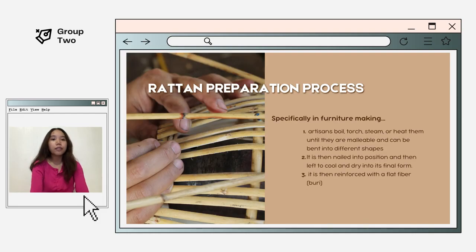So specifically in furniture making, after the preparation process, artisans boil, torch, steam, or heat them until they are malleable and can be bent into different shapes. It is then nailed into position and then left to cool and dry until its final form. So when it is in its final form, it is then reinforced with a flat fiber.